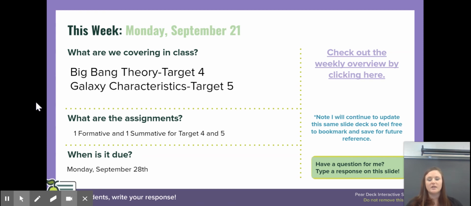As far as this week goes, we were on pace to cover targets 4 and 5. However, I felt that most students needed a little bit more time, and so I actually put the brakes on target 5, and we will pick that back up next week. At this point, your student should have one formative and one summative score for each of the targets 1 through 4 in the gradebook.